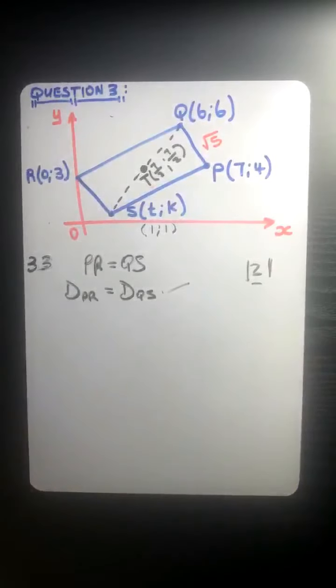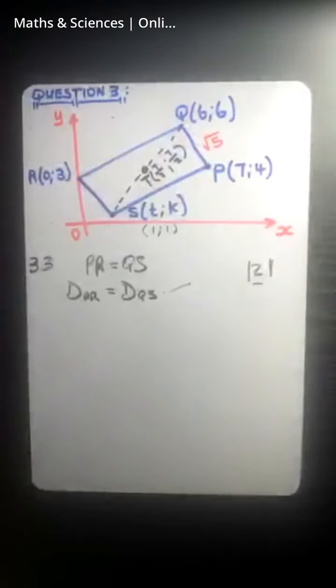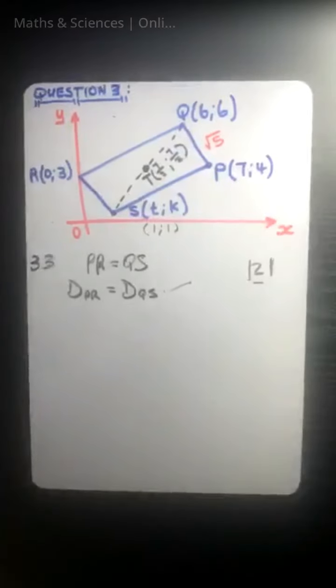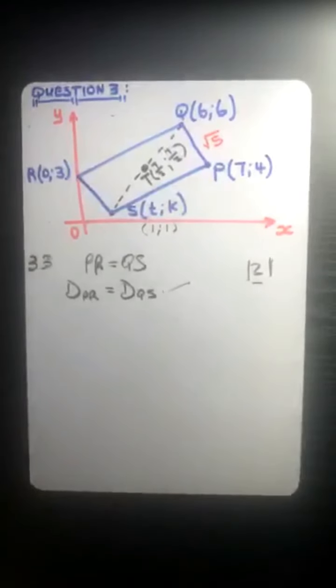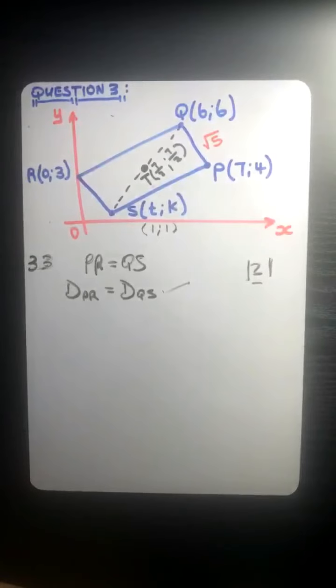Sir, can I say something? I don't understand. Yes, you can speak. Sir, I see your method, but sir, the disadvantage of this method is that it is not given, they are not specific whether this diagram is a rectangle or what.